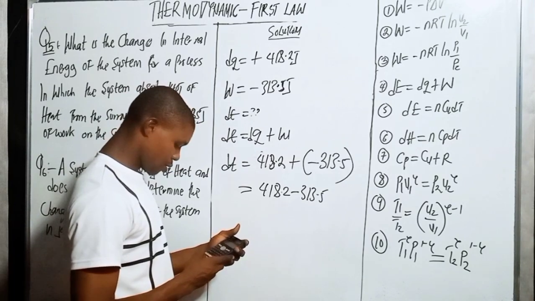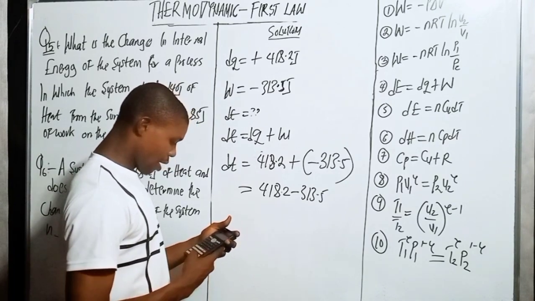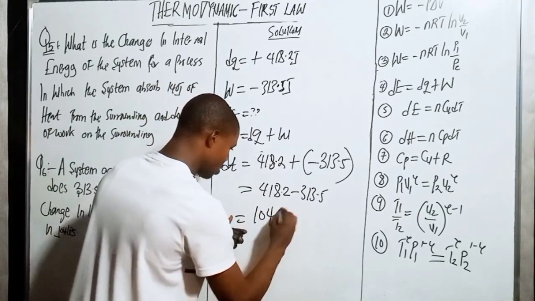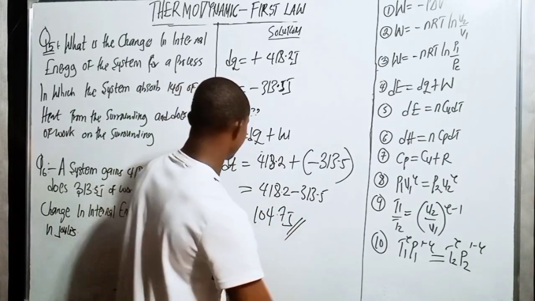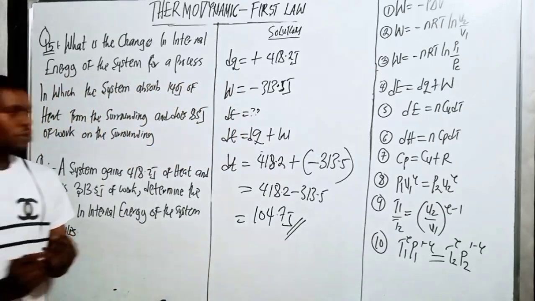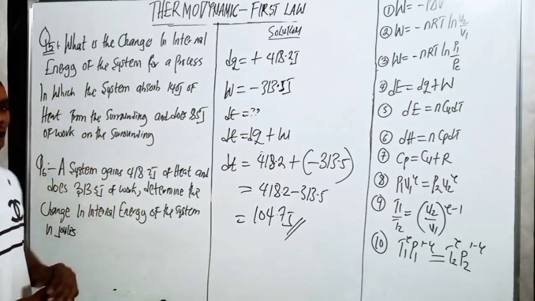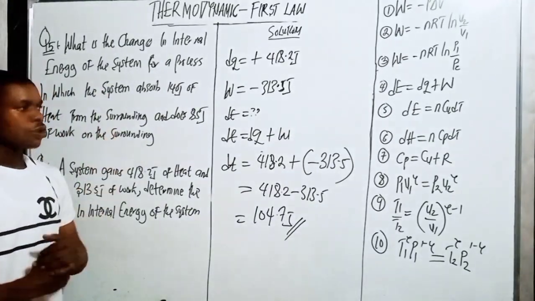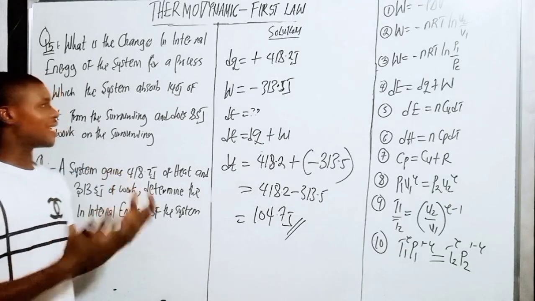418.2 minus 313.5. You have 104.7 joules. That is the answer. So we have solved this one here. I believe you now understood how to solve it like this. So the next one we want to look at, let's look at what the next question is.